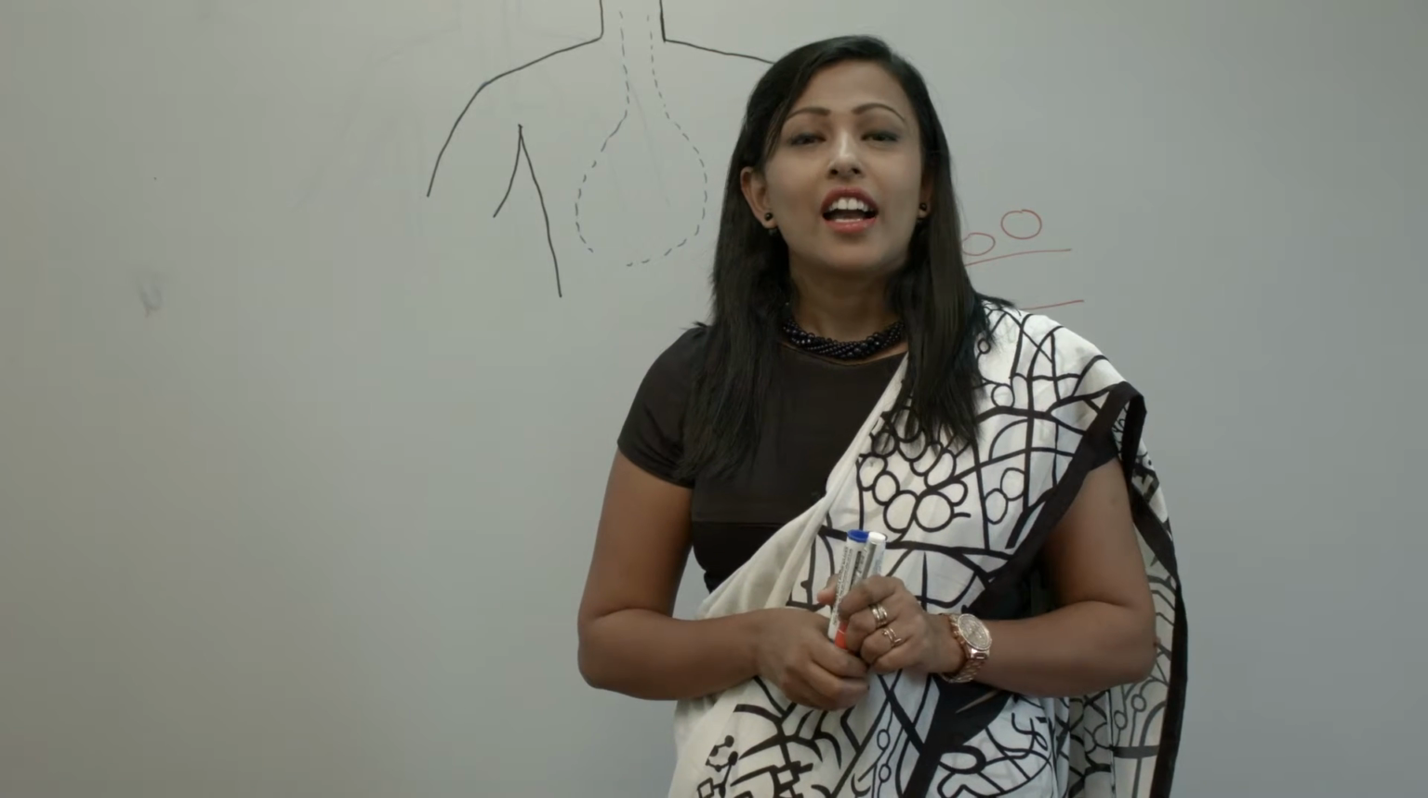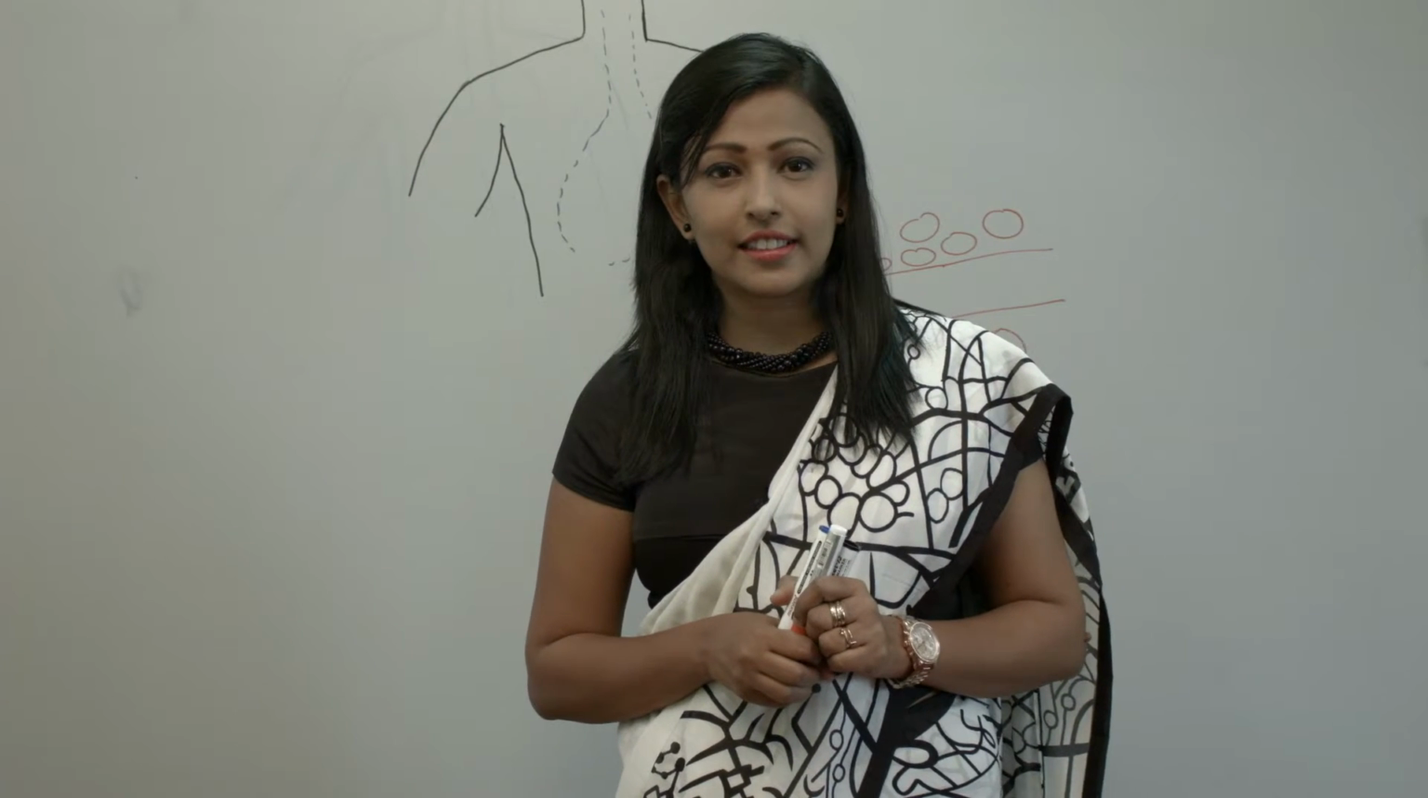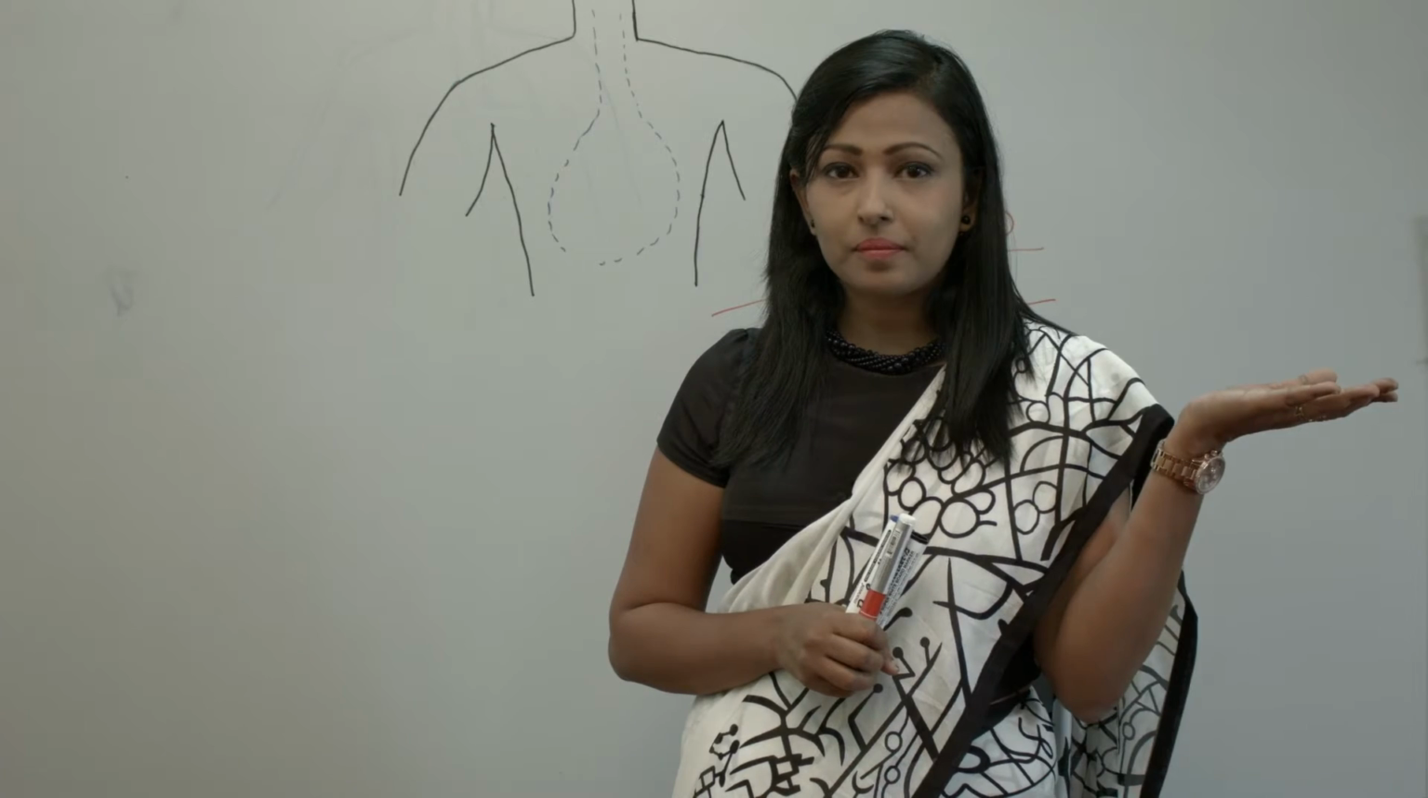Hi, today I'm going to talk about type 2 diabetes and its complications, in particular about macrovascular diseases. First of all, let me define diabetes. Type 2 diabetes is a chronic progressive disorder in which you get very high glucose concentration in your blood.